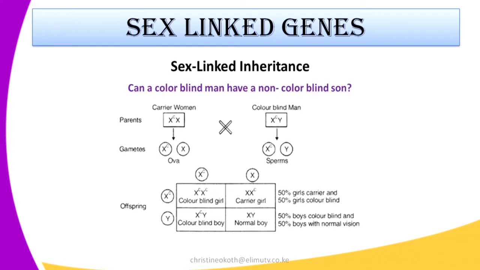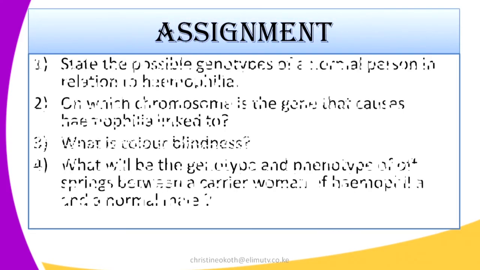Here is another example of a cross, this time using the Punnett square, of a carrier woman and a colorblind man. First of all, the genetic makeup is going to be, for a carrier, a capital C and a small c, and for a colorblind man, the small c on the X chromosome. When you do the crossover, you'll have a colorblind girl, a carrier girl, a colorblind boy, and a normal boy. So the question here is: if a carrier woman and a colorblind man marry, is it possible for them to have a normal boy? The answer is yes, because we have seen the crossover here using the Punnett square.